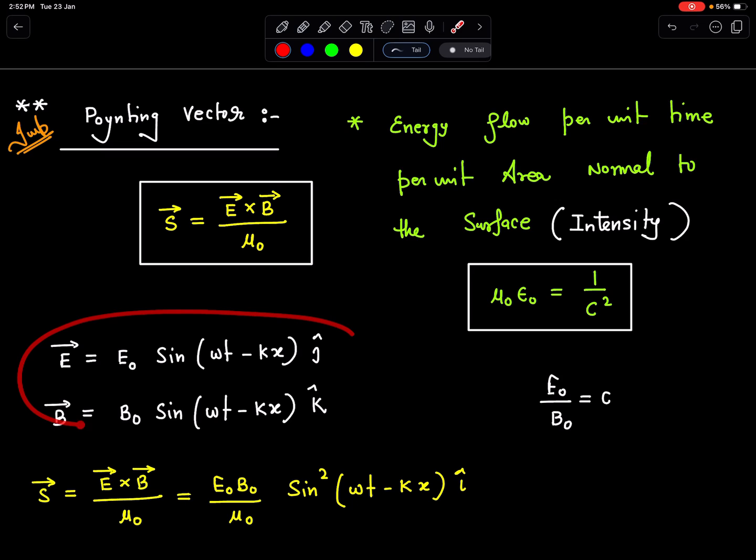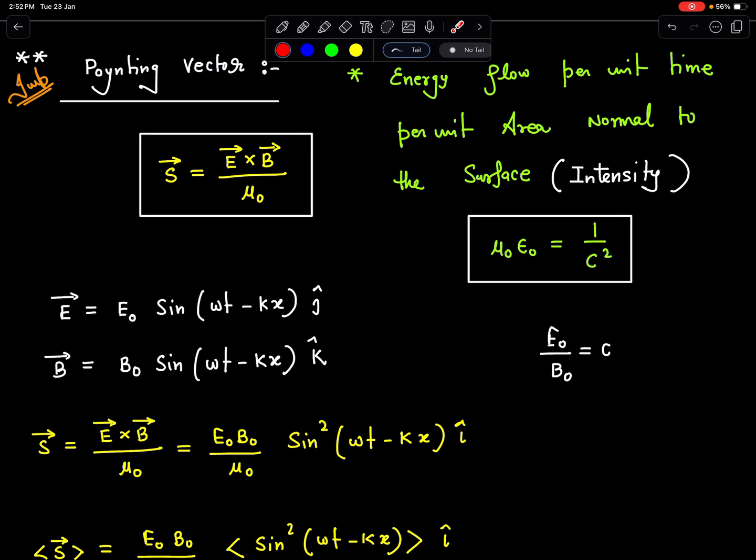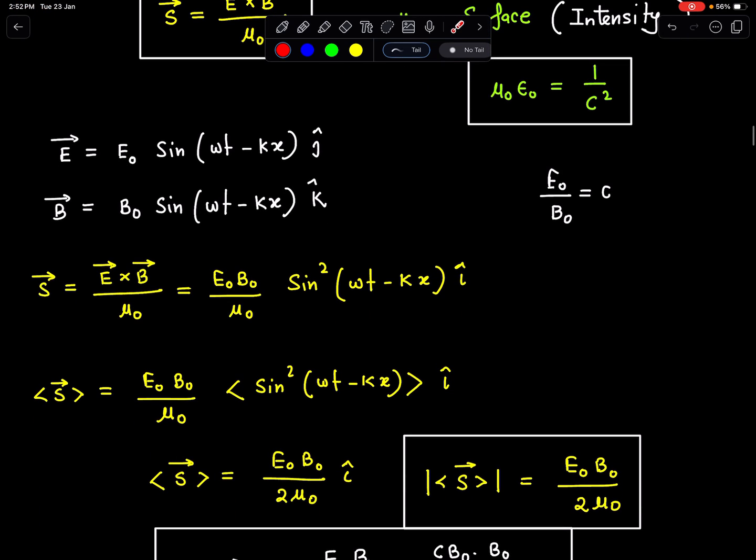So let's take one combination of electric field and magnetic field which is forming this EM wave. Here I can write S is E cross B by mu naught, and they are along j cap and k cap. So the Poynting vector will be along the positive x axis, i cap. So E naught B naught by mu naught, and this will become sine square of omega t minus kx. Now if I take the average value of this Poynting vector, or average intensity you can say, then it is going to be E naught B naught by mu naught and the average of sine square of omega t minus kx. Now this average comes out to be 1 by 2.